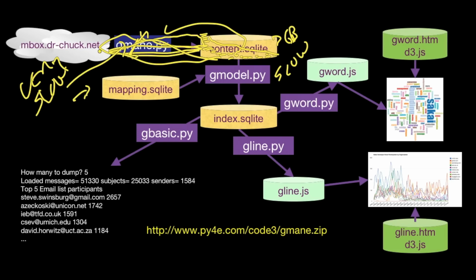What Gmodel does is it reads through this. It wipes this out and recreates index.sqlite every time it runs, so that you can change any number of things, you can respider things, you can do whatever.